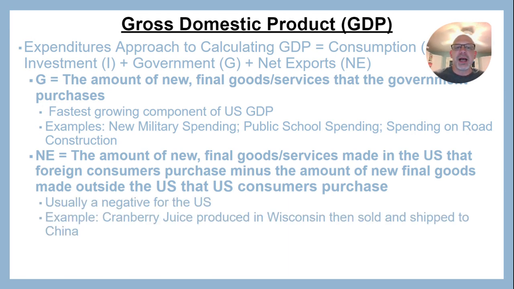Cranberry juice produced in Wisconsin, then sold and shipped to China. That's one example. Overall, net exports is negative for the U.S. We just buy more goods coming in from a foreign country than foreign consumers buy of our goods. Okay. And that's been the case for a very long time. So there are 4 components.